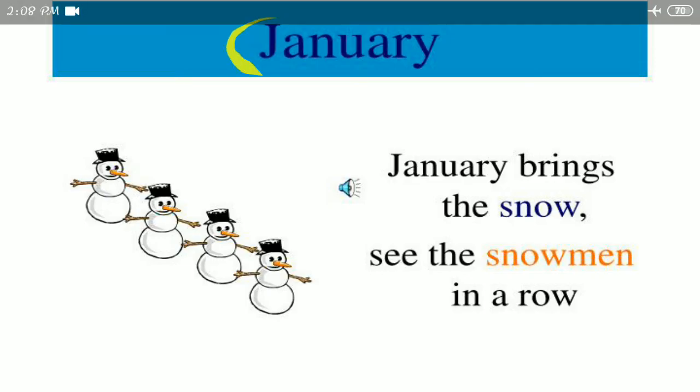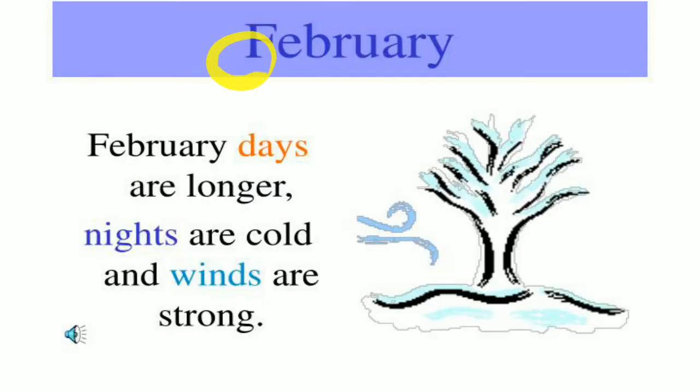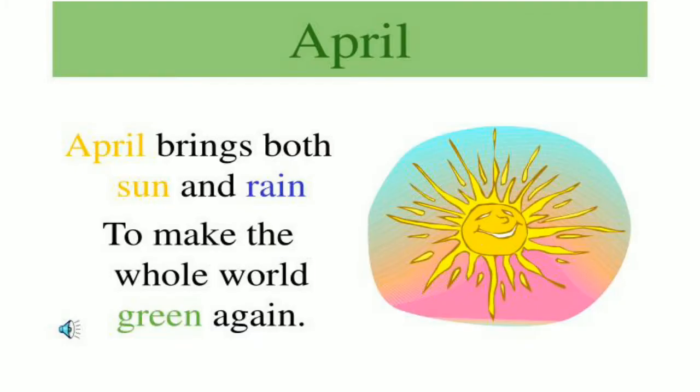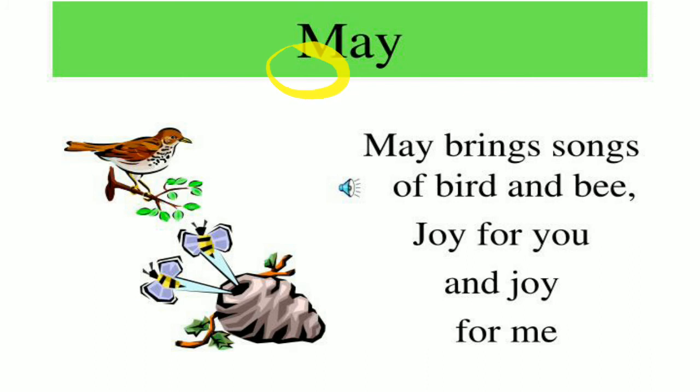January. So here we can see a capital letter. Then February. Here also we see F is capital. Then March. M is capital. So it begins with a capital letter. Then April. A is capital also. Then May, also capital, and May brings songs of birds and bees, and joy for you and joy for me.